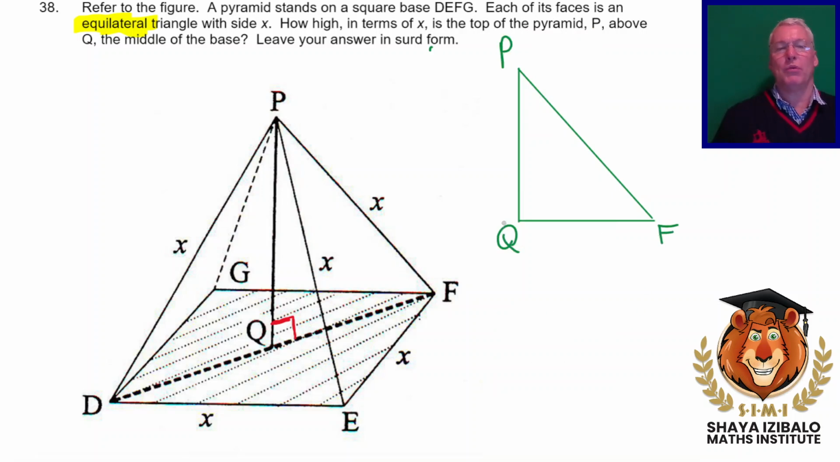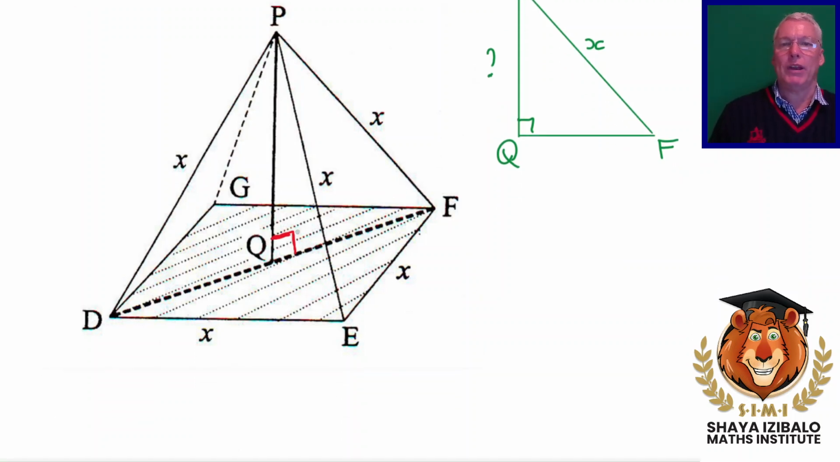And let's work out what we know. We know that this is a right angle, and this is what we're trying to find. What we do know is that PF is x. So if we could work this out in terms of x, then we could use Pythagoras to get the height. So now we need to ask ourselves, what is QF? And so we're going to draw another picture.